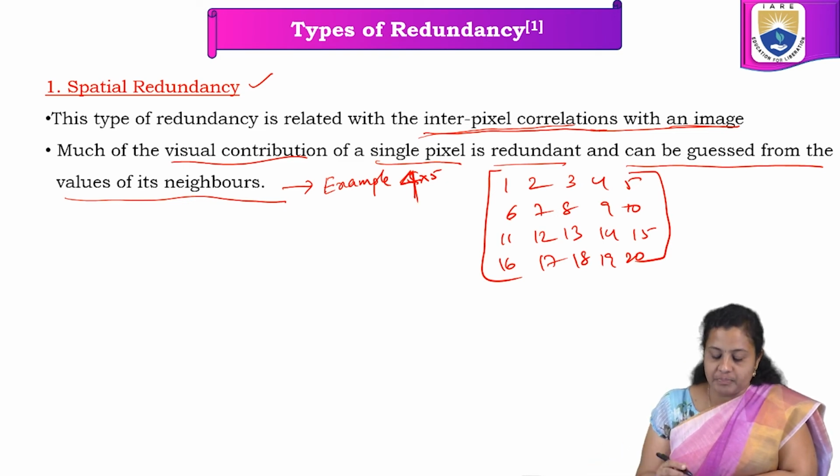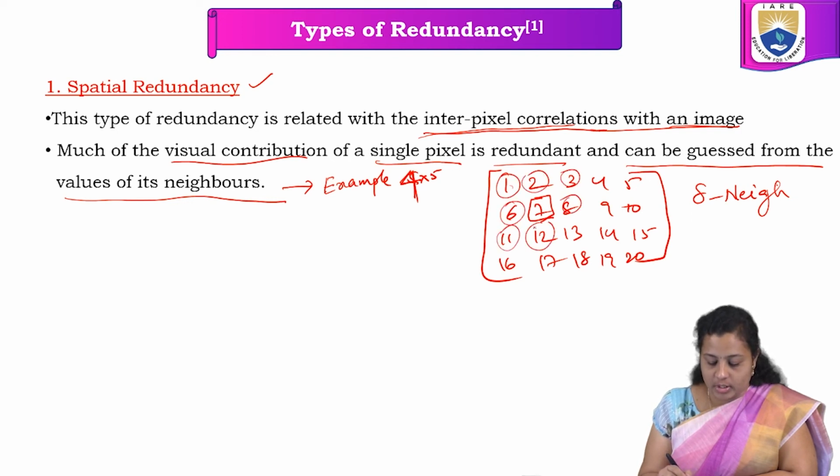So what happens is, I will consider my 8 neighbors. If I consider the pixel 7, what are its 8 neighbors? I consider 1, 2, 3, 6, 8, 11, 12, 13. Now, if I consider pixel 9, what are its 8 neighbors? They are 3, 4, 5, 8, 10, 13, 14, 15.